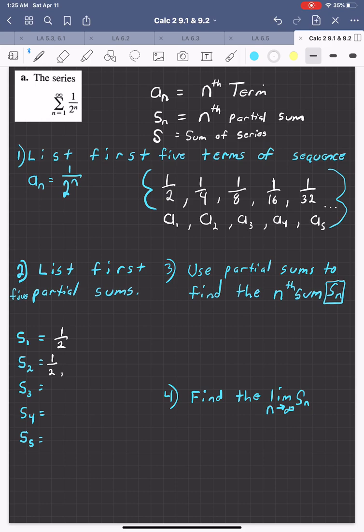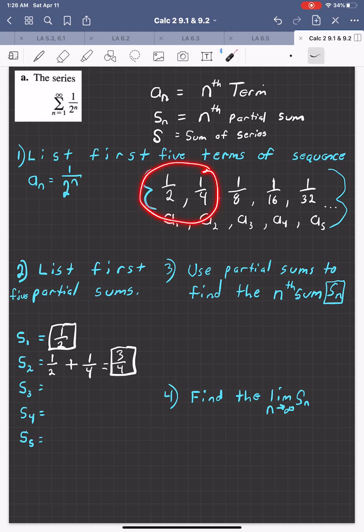Now, S sub 2, that would be asking, what is the partial sum of the first 2 terms of the sequence? Well, the first term is a half, the second term is a fourth. So the sum would be, we got a half and a fourth, so we got 3/4. Do you understand that the sum of the first 2 terms of the sequence is 3/4.